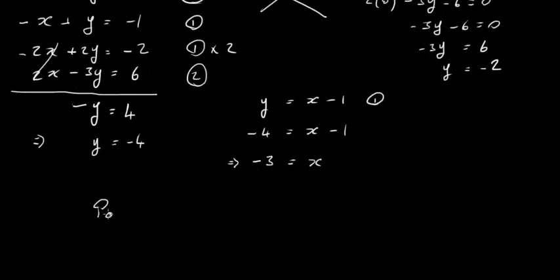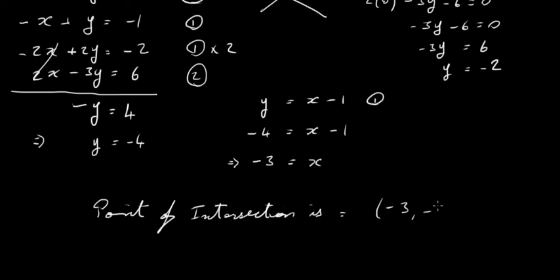So the point of intersection is equal to minus 3, minus 4. Okay, and that's it for this question.